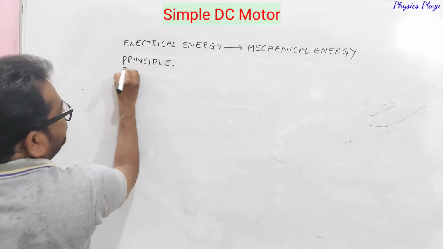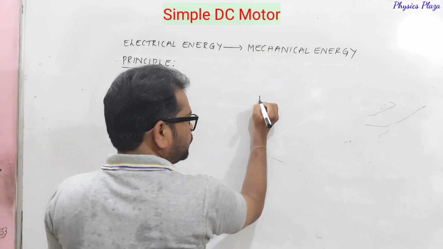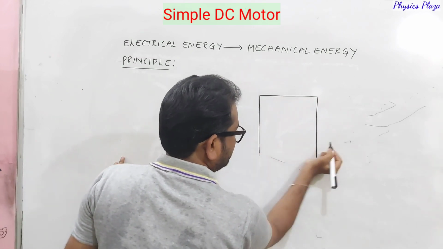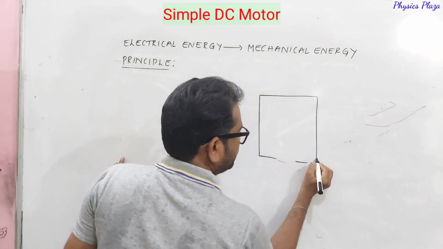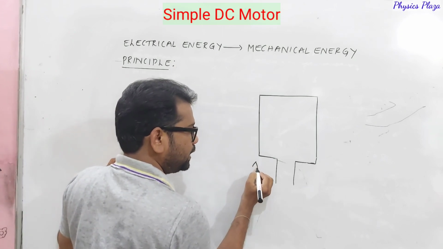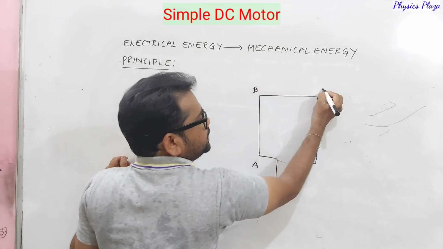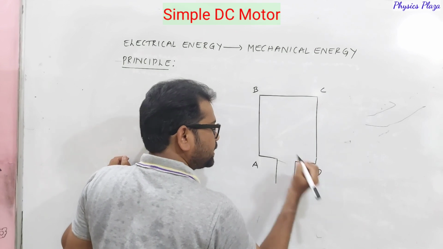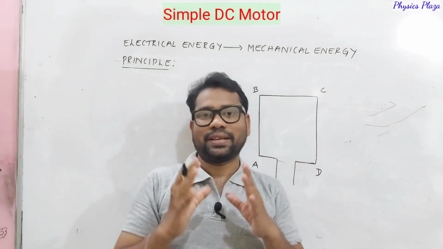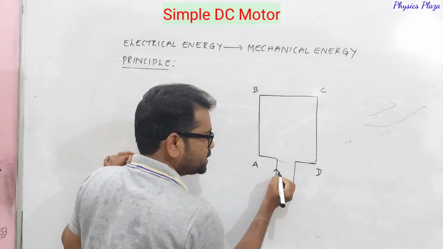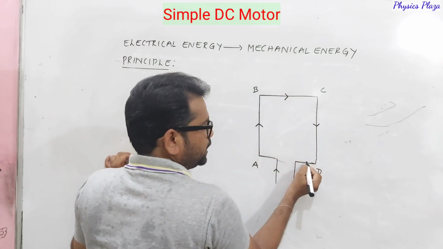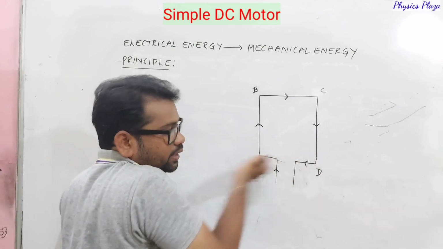Principle. Children, let us take here a rectangular copper coil. Rectangular copper coil is taken like this. Try to understand. Here, let us name it A, B, C, D. Children, it's a rectangular copper coil through which current is passing. Let us assume that the current direction is like this: A to B, B to C, C to D, D to A. Like this. D to A in this direction.